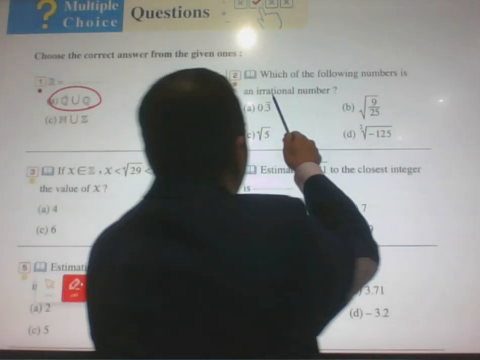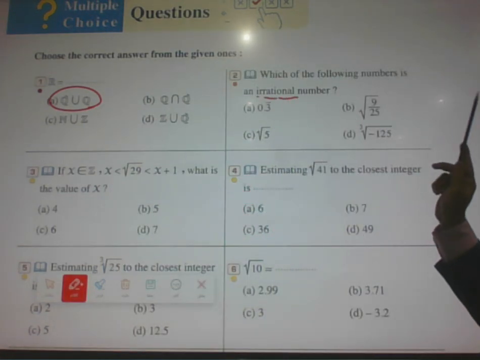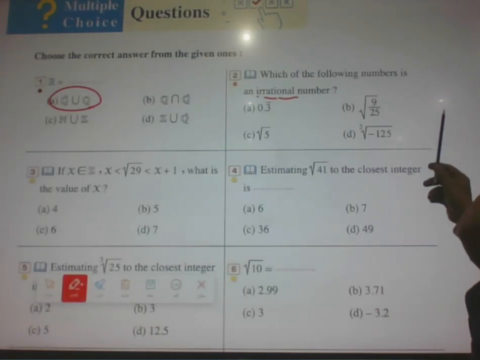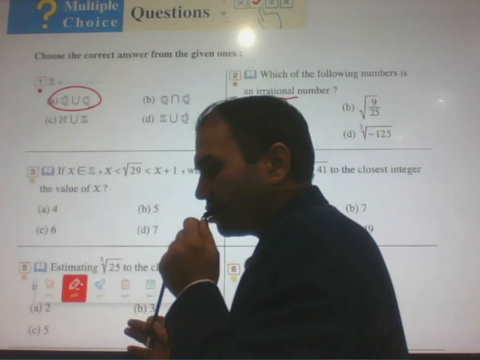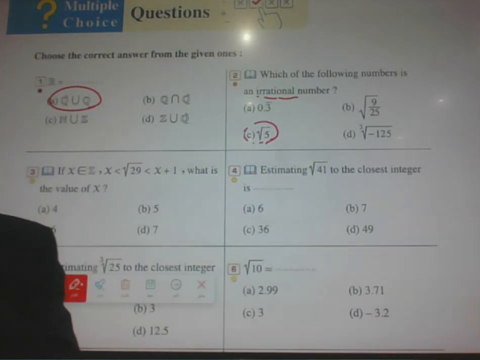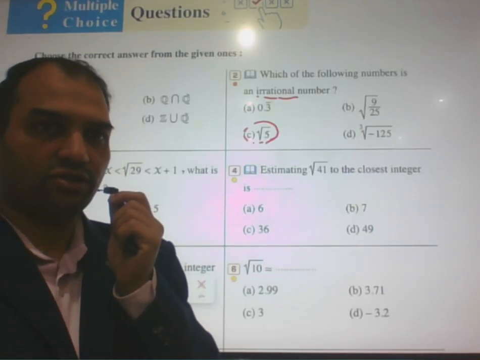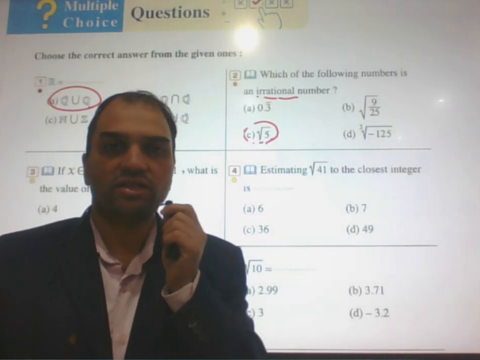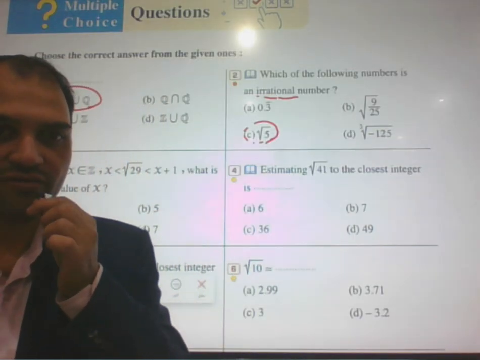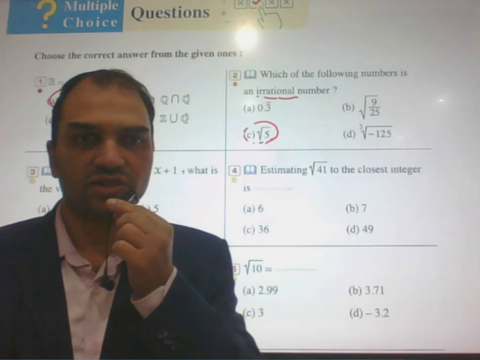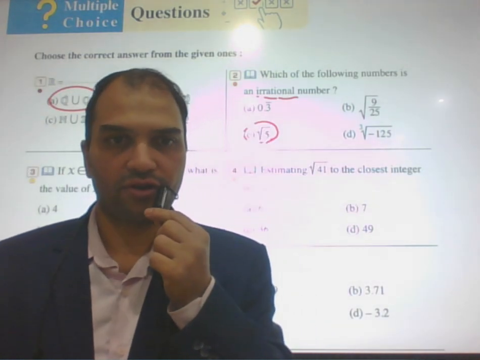Number 2: which of the following numbers is a rational number? What's the meaning of rational number? We know a rational number can be written as a fraction, where the second term, the denominator, is 1, like 5 over 1 or 3 over 5. We call it a rational number. But in this example, root 5, we have the value of the root, okay?